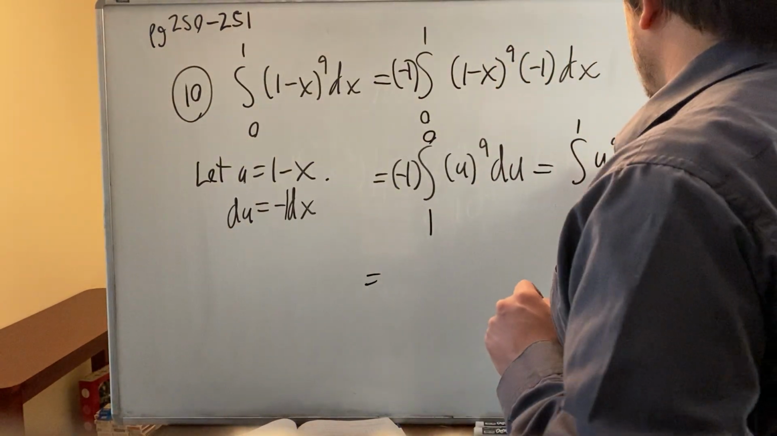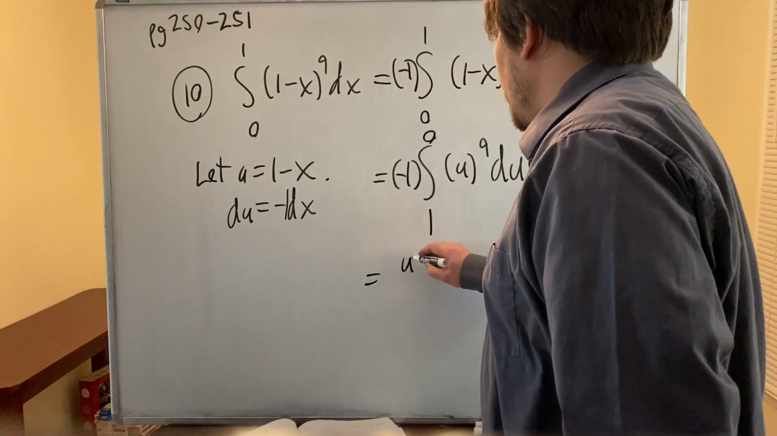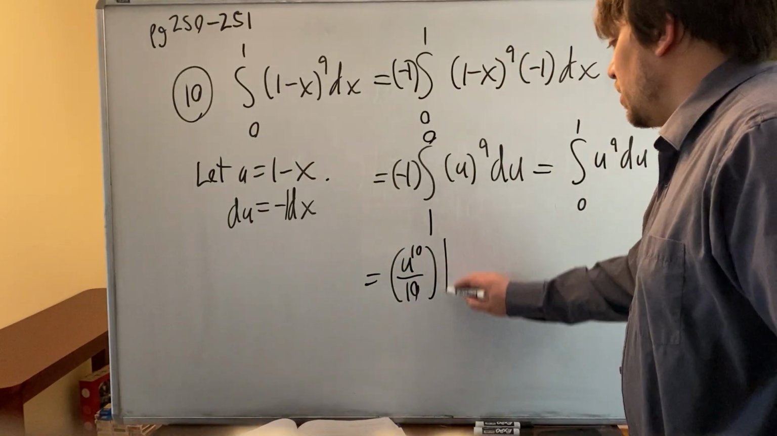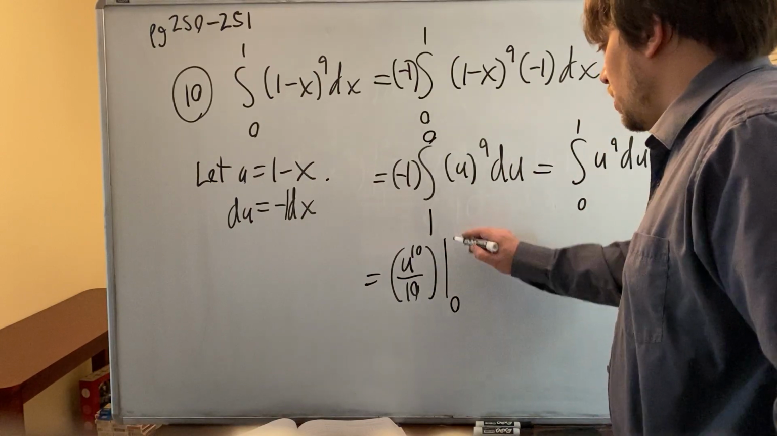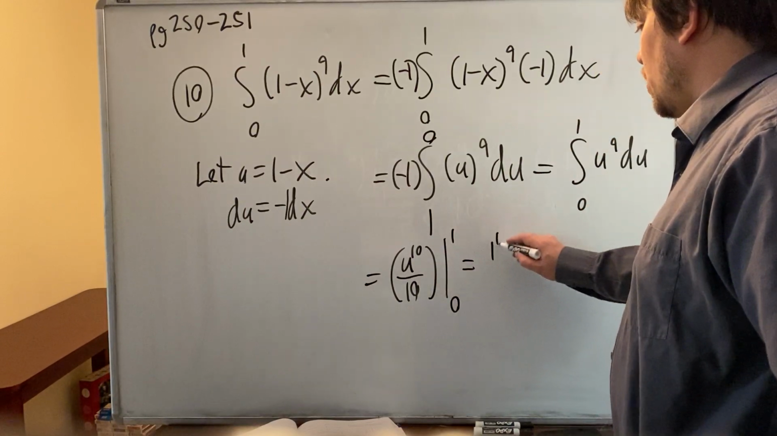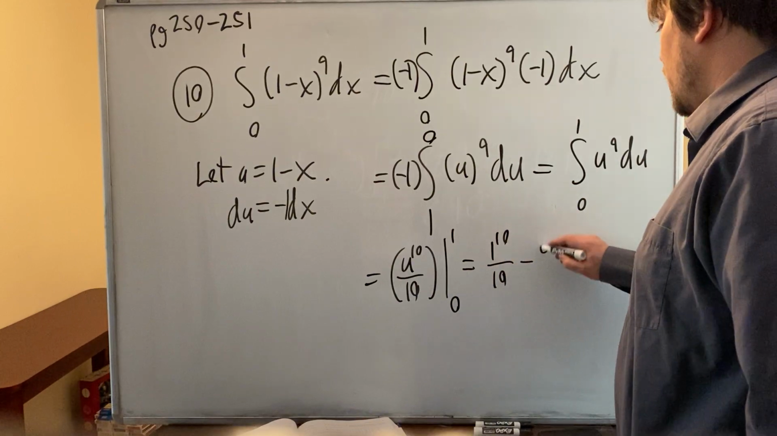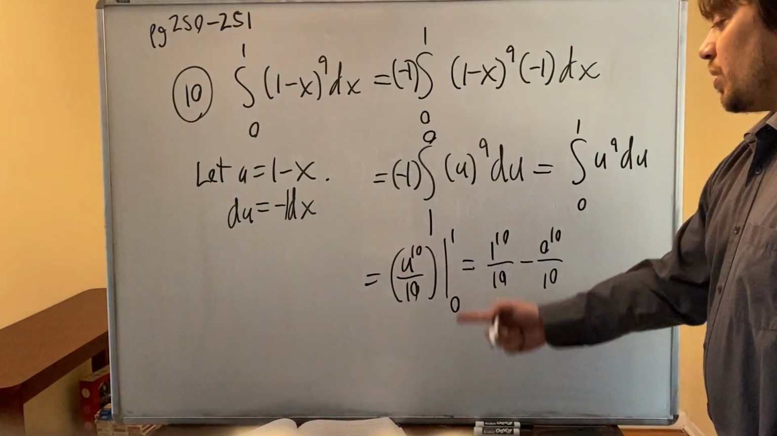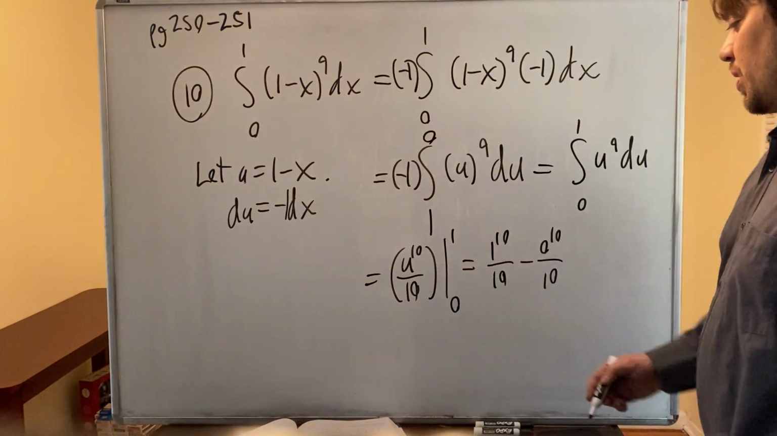And so what that's equal to: an antiderivative of u to the 9th is u to the 10th over 10. And now I'm going to evaluate it from 0 to 1. Okay? And so that's equal to 1 to the 10th over 10 minus 0 to the 10th over 10. This is using the evaluation theorem, and this is just finding the value of that expression.